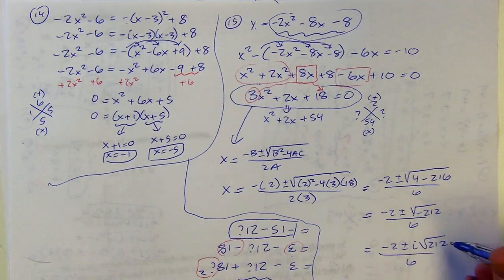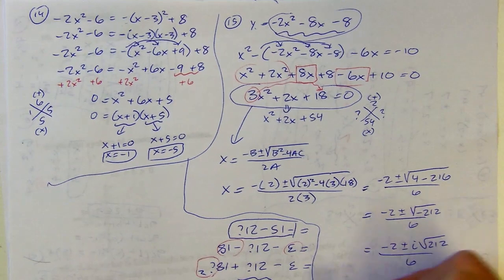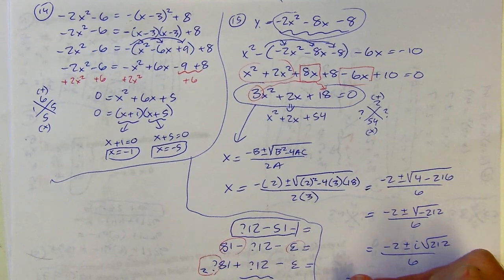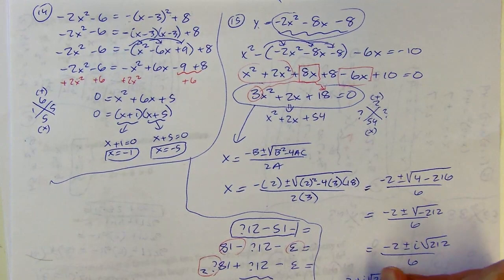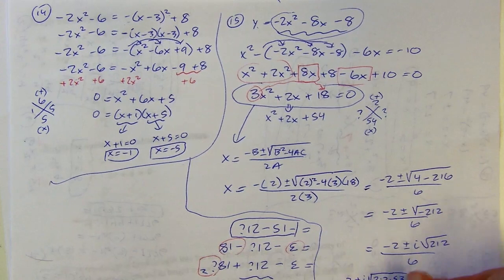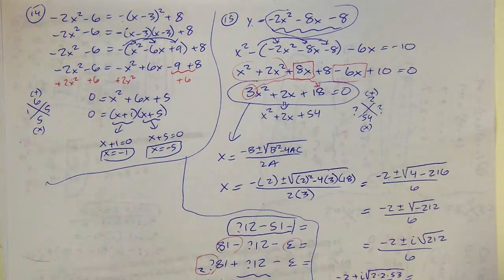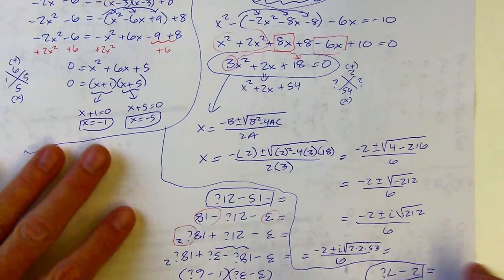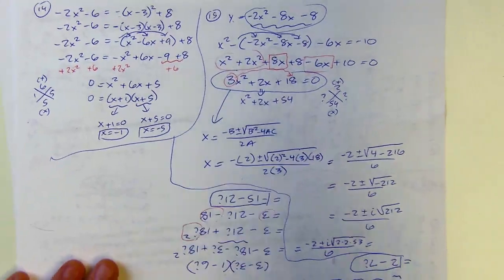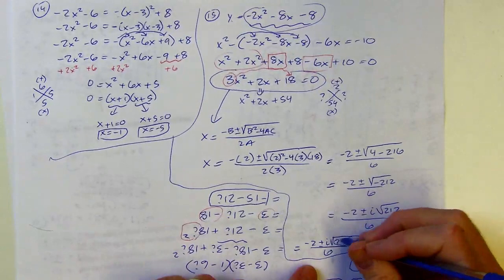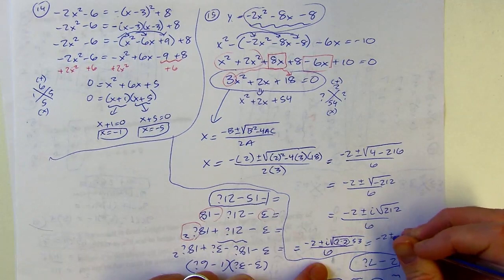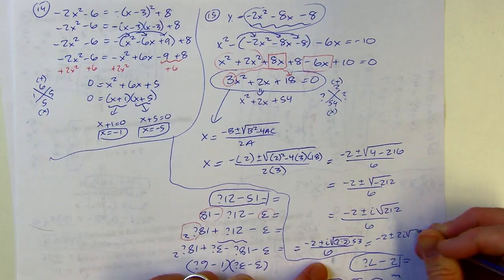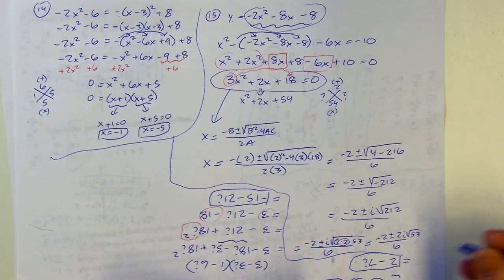Okay, so 212 is 2 times 2 times 53. I was just dividing it by 2. Okay, sorry, this is getting cramped here. Whoops, off screen again. Okay, so I got a pair of twins, right? So one of those is going to get out. So I've got negative 2 plus or minus 2i root 53 all over 6.